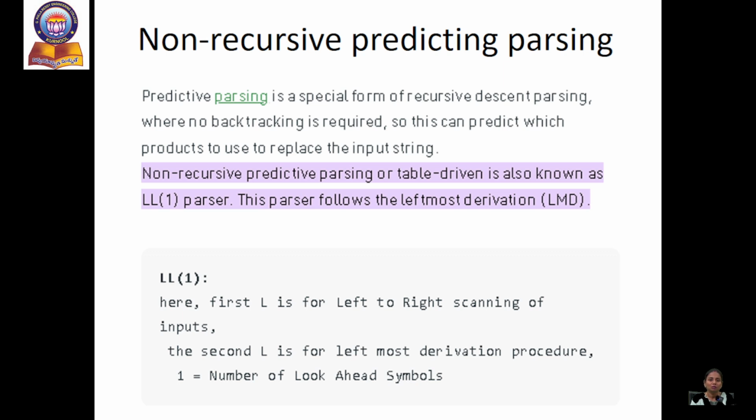Why? Because the parser follows the leftmost derivation. What LL1 stands for is this: the first L indicates left to right scanning of the input. Whatever the input we have in this method, it starts scanning from the left and moves towards the end on the right. The second L indicates the leftmost derivation procedure, and the 1 within the brackets indicates that it uses only one lookahead symbol. That is the meaning of LL1 parsing.